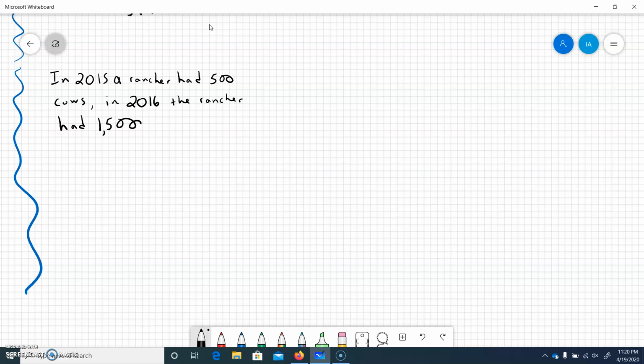And let's just say these all came from birth, so I've probably got something very unrealistic here. I doubt every cow had 3 calves. But let's see what we're talking about here. So we're going to use the population model.